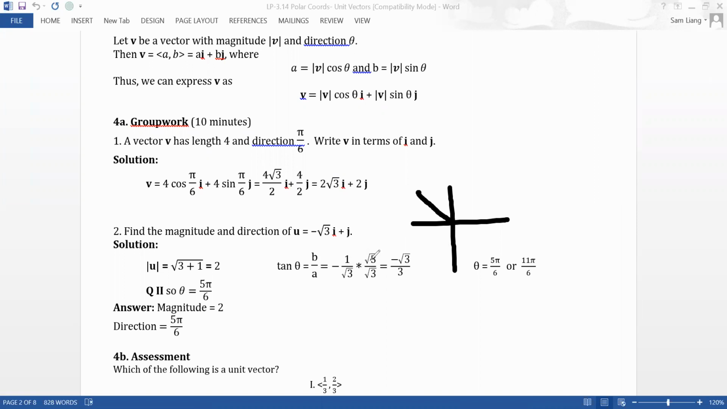To rationalize, you multiply by root 3 over root 3, and then you get negative root 3 over 3. At this point, just remember that the angle that makes tangent root 3 over 3 is 30 degrees. That's the reference angle, but since this is negative, it's going to be in quadrants 2 and 4. As we see from the diagram that we drew, it's going to be in quadrant 2. So the angle is going to be 5 pi over 6. 11 pi over 6 is the other option, but that's quadrant 4, and we know that this vector is not in quadrant 4, so it's 5 pi over 6. So the final answer: magnitude is 2, and the direction is 5 pi over 6.